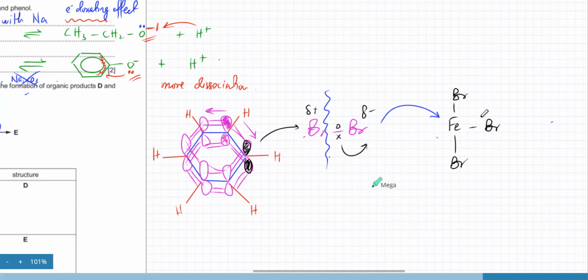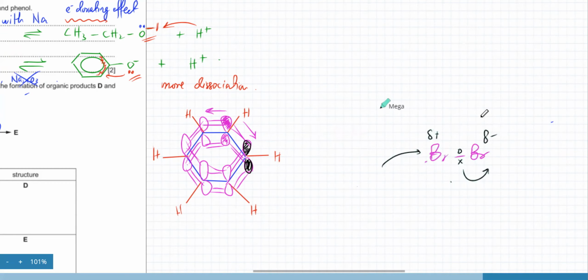But when it comes to phenol, what happens in phenols? When it comes to phenols, you don't really need a catalyst. And the reason is that there is an OH group. So what does the OH group do? Instead of H on one side, there is an OH group. Now the OH group, oxygen has these extra lone pairs.